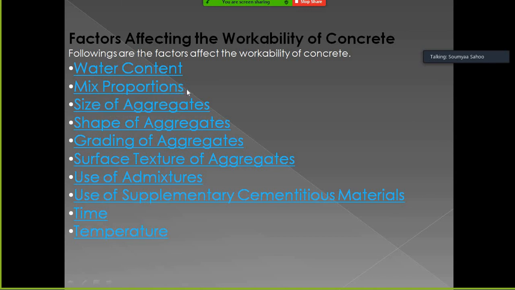The next one is the mix proportions. A rich concrete mix is more workable because, due to sufficient cement, aggregates will have proper lubrication for the ease of work. Size of aggregates. Finer particles require more water for a larger surface, and hence aggregate with finer particles needs more water to make it workable. On the other hand, bigger particles have less surface area, demand less water for wetting the surface, and require less paste for lubrication. So bigger particles give higher workability for fixed water content.